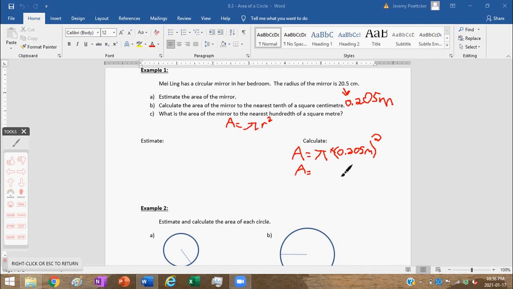getting up my calculator, 3.14 times 0.205 times 0.205. Now if I look at my calculator, I'm going to see, oh, this is the same digits as I had before. The decimal places just moved. 0.1319585. Now I want it to the nearest hundredth of a square meter. So that's two decimal places, 0.13 meters squared.